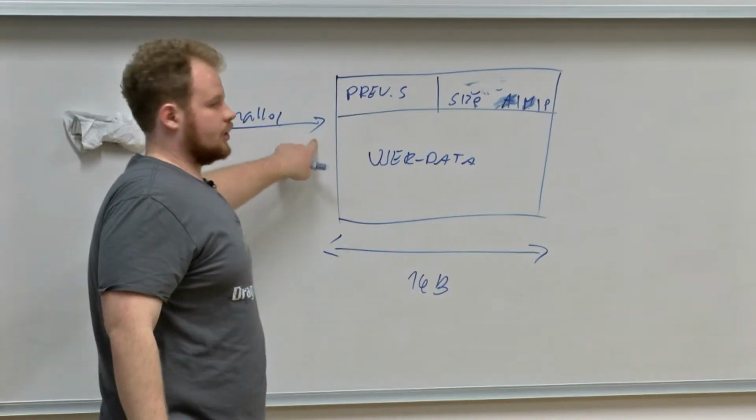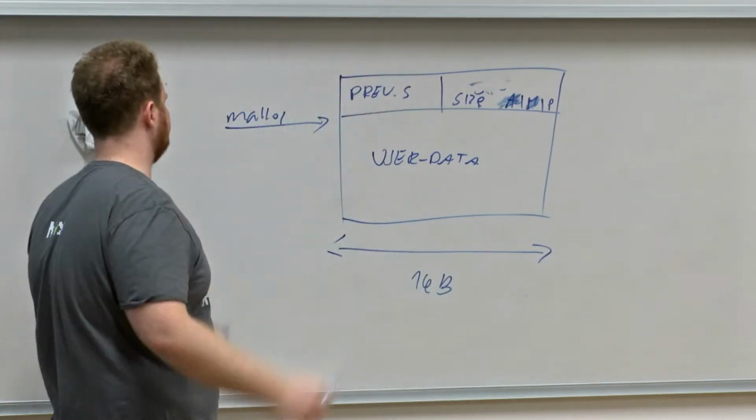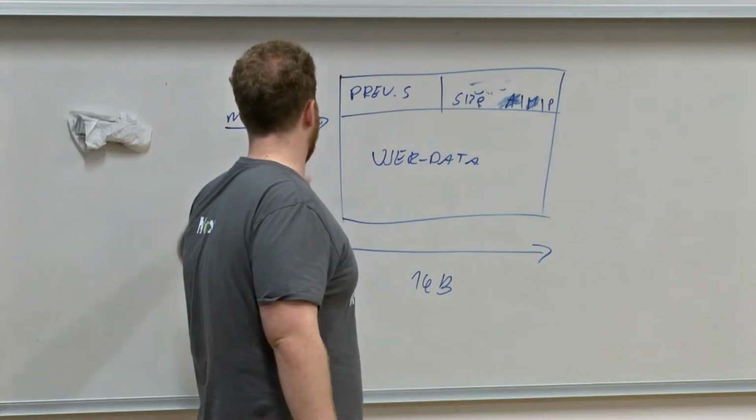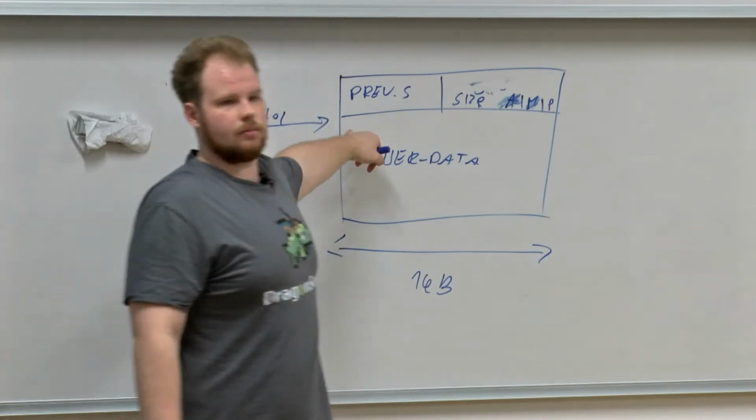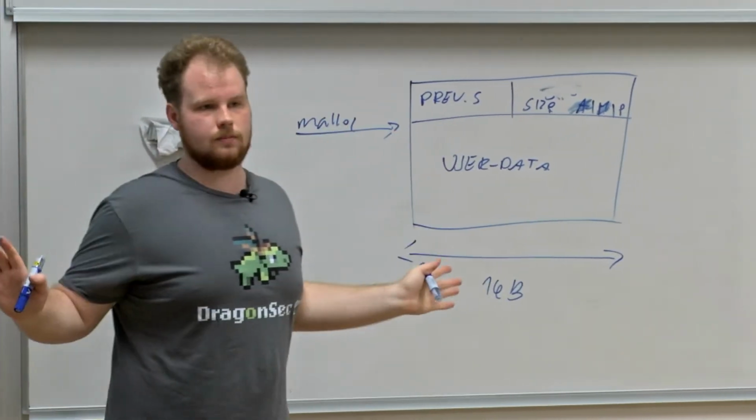And this is the pointer that malloc will return to you. When you call malloc and say malloc size equals 20 bytes, malloc will return a pointer that points here in the user data. And here will be 20 bytes for you to use.